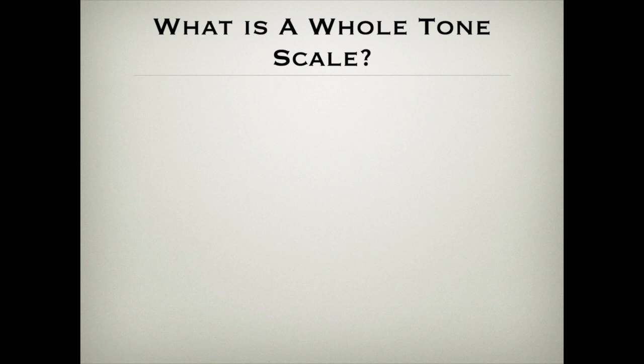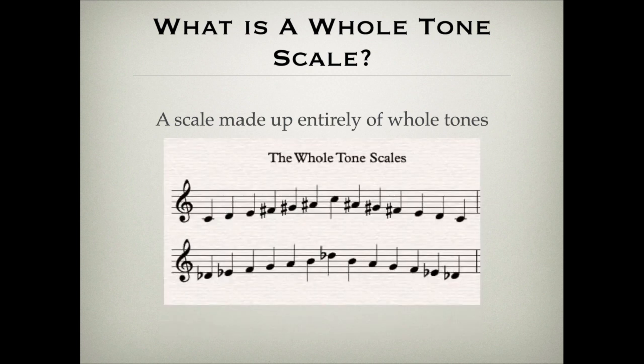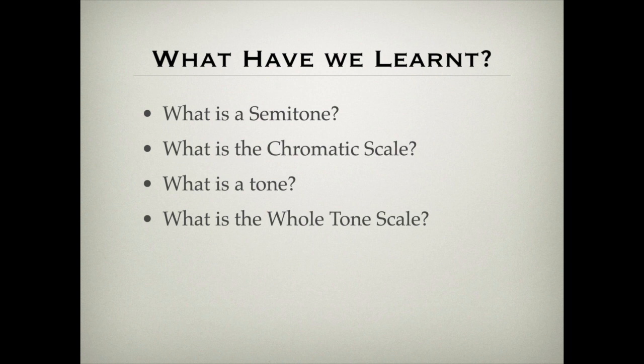So finally, the question, what is a whole tone scale? Well, a whole tone scale is simply a scale made up entirely of whole tones. Okay, and here you go. You've got C, D, E, F sharp, G sharp, A sharp, C. Each interval there is a tone or a whole step because there are 2 semitones added together. So we can play the whole tone scale. Or we can play it like this. Okay, and those are the 2 whole tone scales you'll come across.